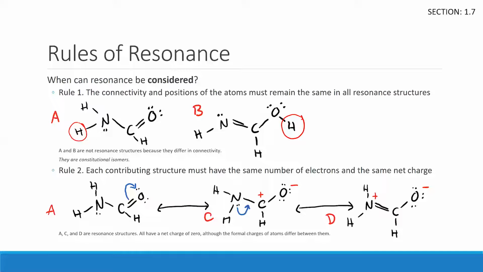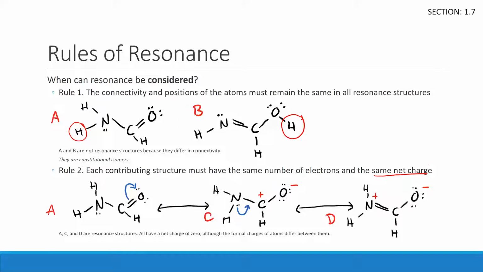Rule number two to consider in resonance is that each contributing structure must have the same number of electrons and the same net charge. That's for the whole molecule. Ultimately, the whole molecule has to have the same net charge and, of course, the same number of electrons. We can't suddenly be adding or taking away electrons because that means we're actually doing a reaction.